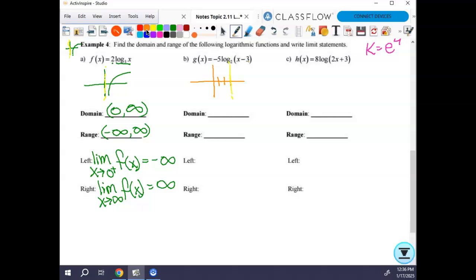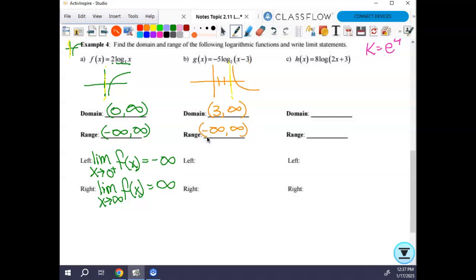Then the 5 itself really won't change anything because it stretches, but I don't care. But that negative reflects it in what? The x-axis. So then it means it's going to look like that. So where does my domain start? At 3. Do I include it? No. And we're going to infinity. Range is the same. Right.